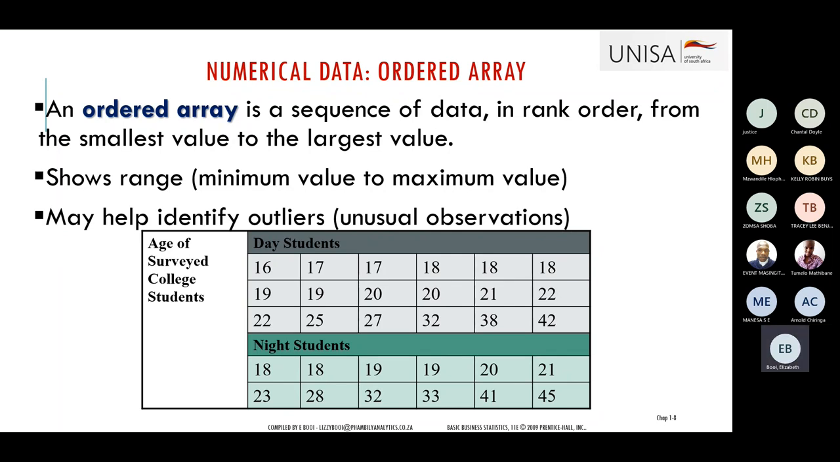Also, with an ordered array, it helps you to see if your data has any extreme values, or what we call outliers. And the extreme values are those values that are far apart from the rest of the data. So for example, here, if I'm looking at this data, there are no extreme values, unless in this data set we have a day scholar who is 70-year-old, then that would be an outlier because 70 years is far from 42-year-old. So unless there was a 50-year-old and a 60-year-old in between, then we would say that there is no outlier. But a 70-year-old will make this data set have an outlier.